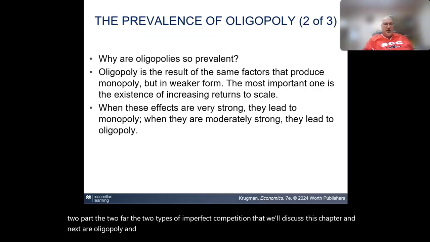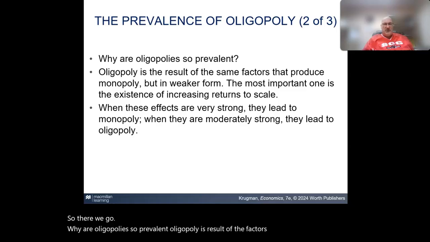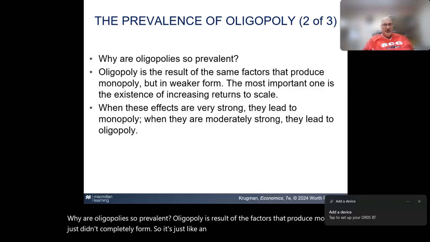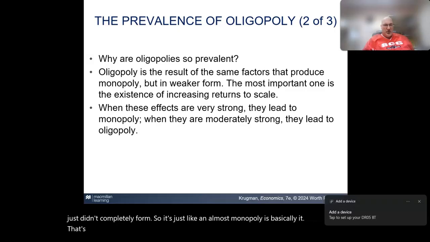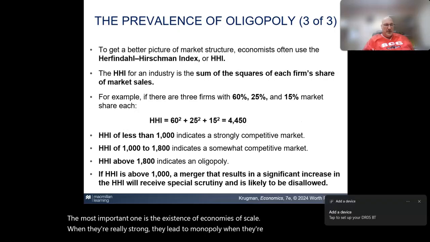So there we go. Why are oligopolies so prevalent? Oligopoly is the result of the factors that produce monopoly, but just didn't completely form. So it's basically an almost monopoly. The most important one is the existence of economies of scale. When they're really strong, they lead to monopoly. When they're kind of strong, they lead to oligopoly.